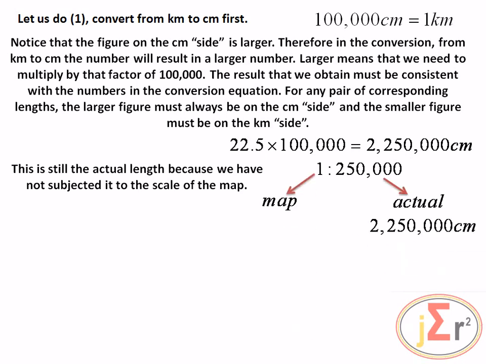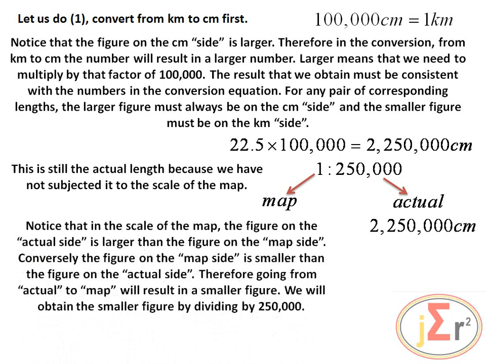Let us put that on the actual side because it's actually the actual distance. Notice that in the scale of the map, the figure on the actual side is larger than the figure on the map side. Conversely, the figure on the map side is smaller than the figure on the actual side. Therefore, going from actual to the map will result in a smaller figure.